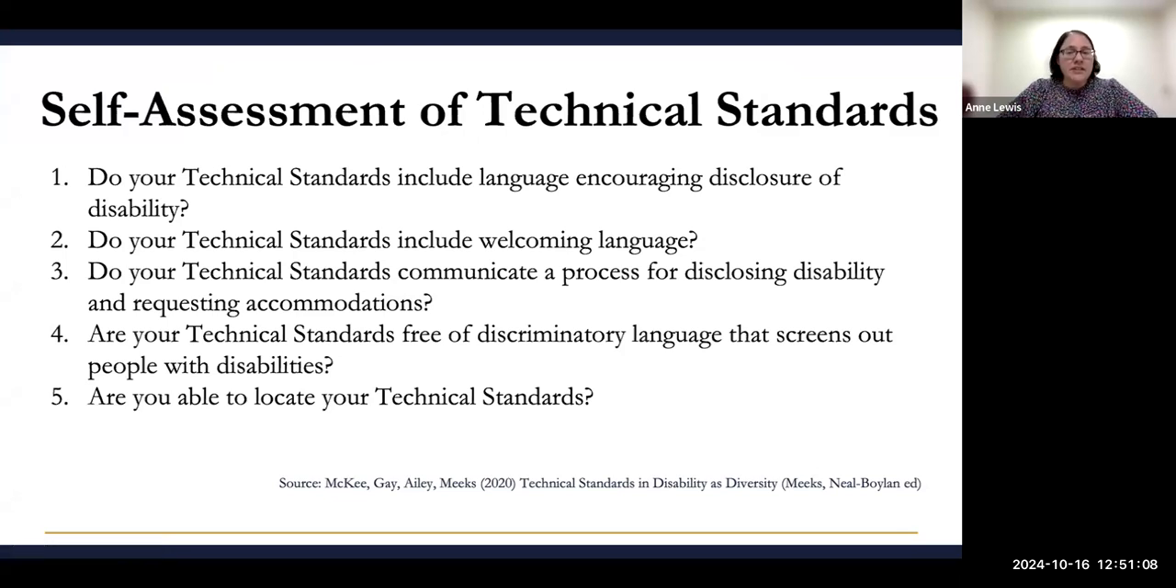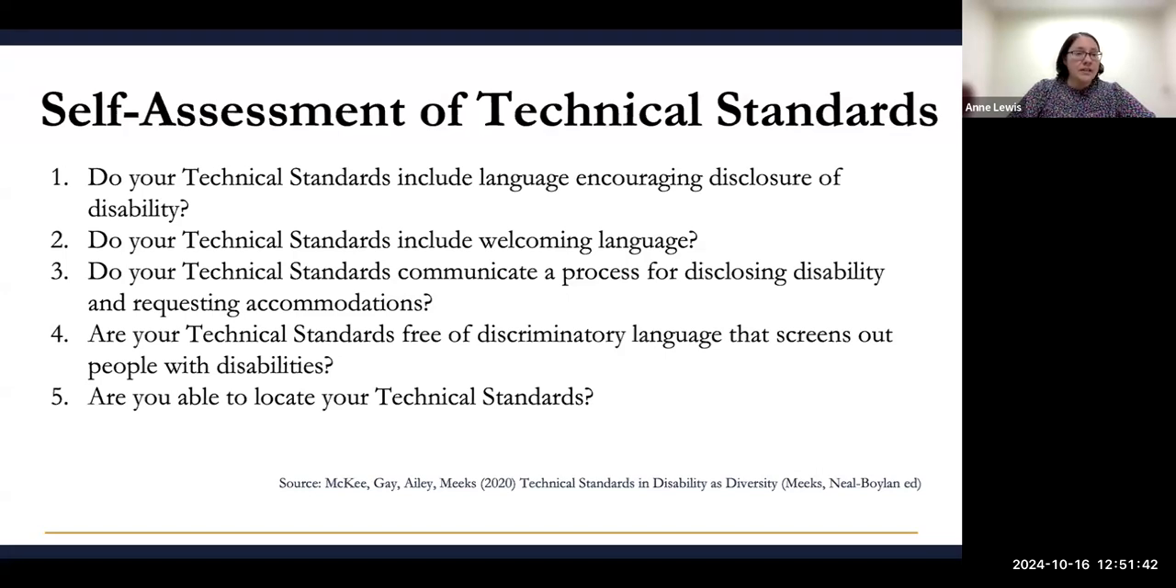First, do your technical standards encourage the disclosure of disability? Students may hesitate to seek accommodations if they perceive the environment as non-inclusive or hostile. It's essential to create an atmosphere where students are actively encouraged to disclose their disability and request accommodations from the outset of the program. Early disclosure is a known facilitator of success, helping to prevent last-minute requests that might arise after poor performance. Proactive communication is key in fostering this openness.